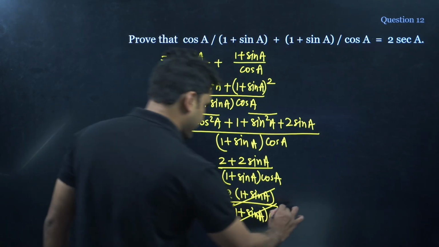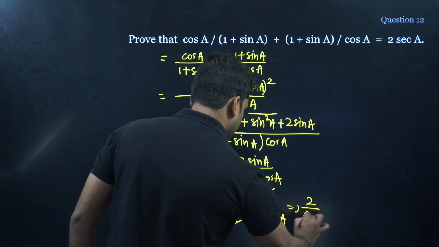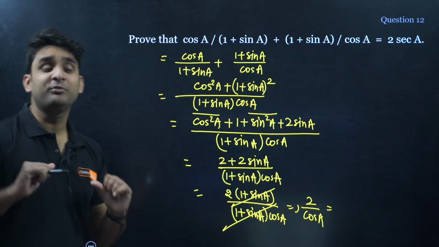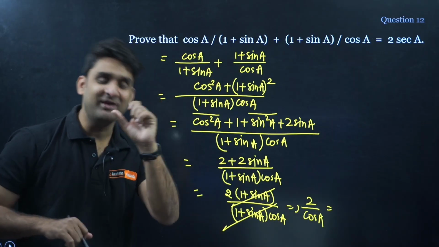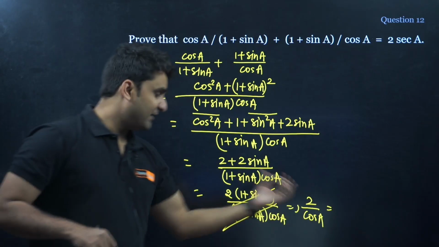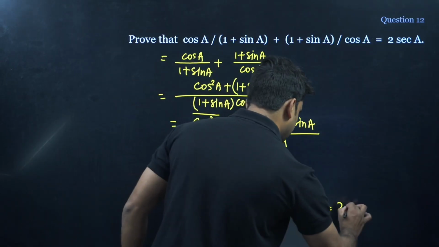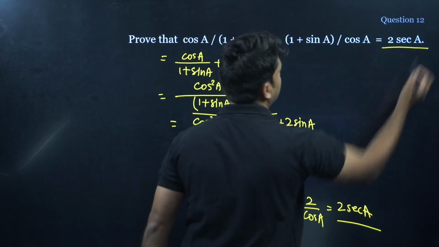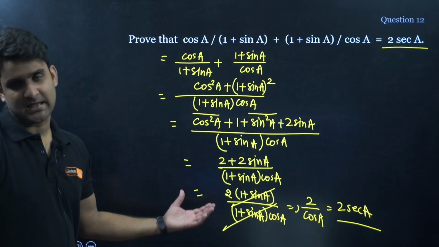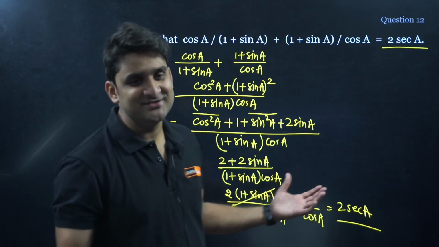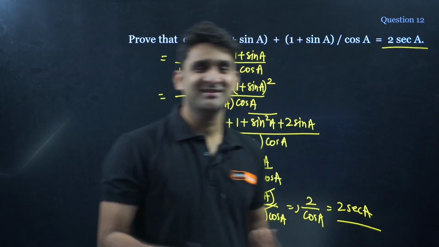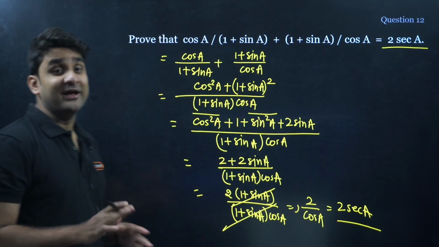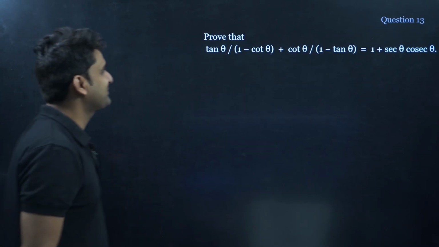So what is left here? 2 by cos A. And do you know the reciprocal of sec is cos? 1 by cos A is equal to sec A, and we have 2 already there, so we can write 2 sec A. Hence proved. Look at the right hand side. Hence proved. Simple. Magic. It's magic. So 2 sec A is the correct answer. Hence proved. Moving ahead.